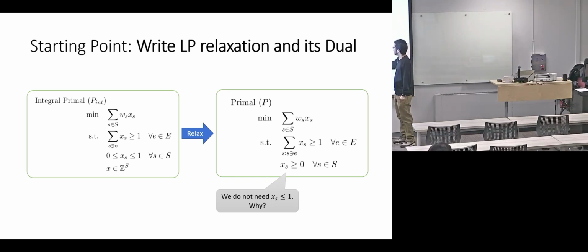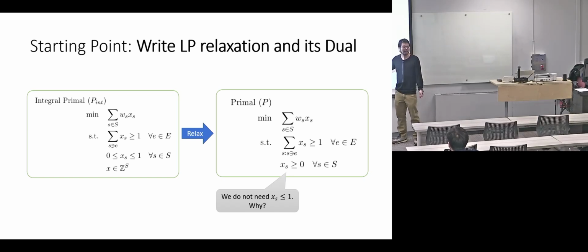Maybe I just say again that for each set, you have a variable x that is non-negative, and for every element, you need that the sum of xs for all the sets that contain the element is at least 1. This is to cover each element, and we want to minimize the total weight, which is the sum of w_S x_S over all sets. I remove the integrality constraint because I relax it. I also remove the constraint that x is at most 1 because we know that.